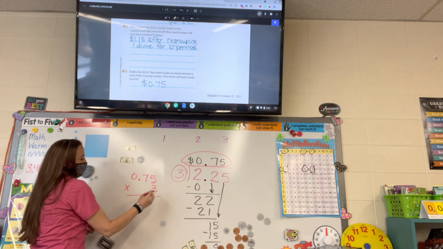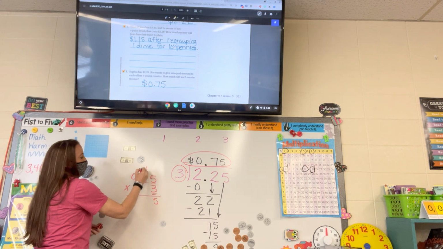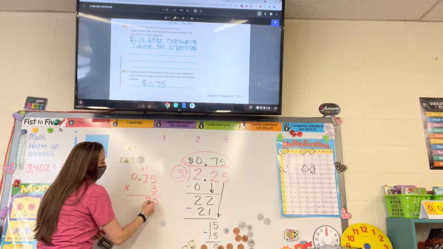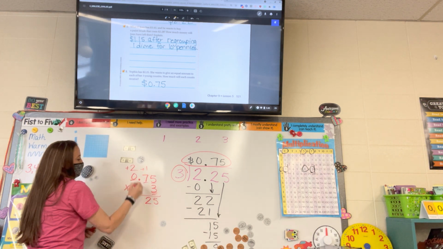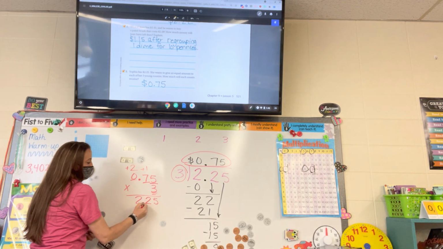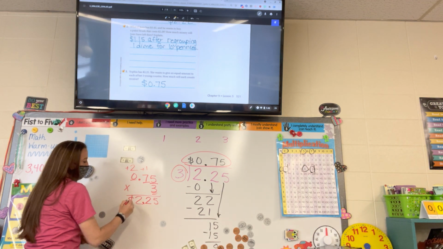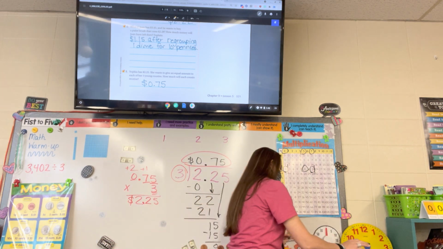3 times 5 is 15. Put down the 5, carry the 1. 3 times 7 is 21, plus 1 is 22. Put down the 2, carry the 2. 3 times 0 is 0, plus 2 is 2. 2 numbers after the decimal point up top, 2 numbers after the decimal point down below. Is that what you started with? So that's how we can check it, by multiplying.